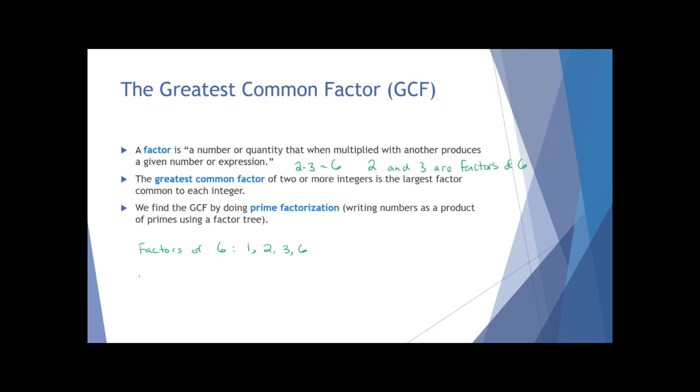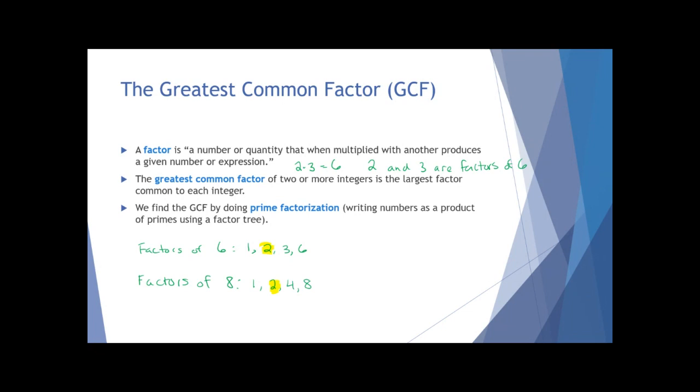So let's say I take the factors of 8. I'm listing all the numbers that divide into 8. That's 1, 2, 4, and 8. So the greatest common factor is the biggest number they have in common, which is 2. So the greatest common factor between 6 and 8 is 2.